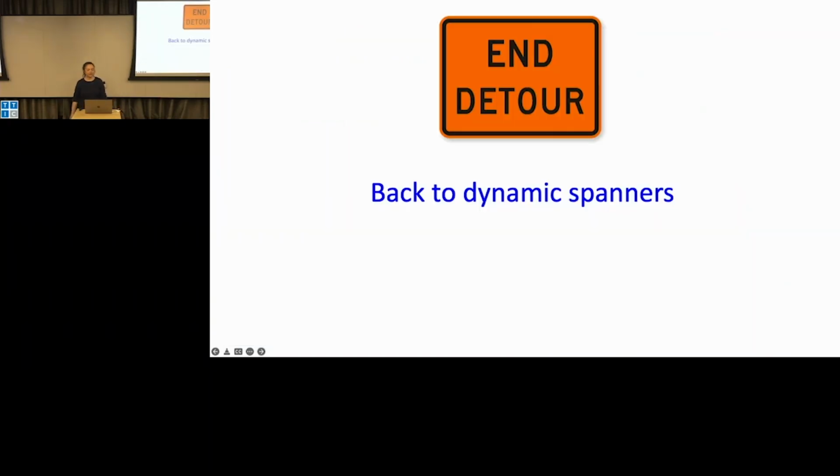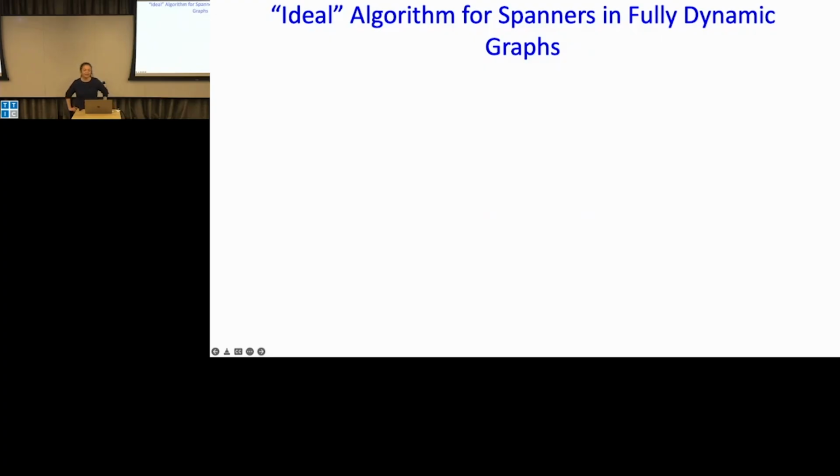So this finishes the general detour about dynamic algorithms. Now we're going back to dynamic spanners. And given all that we said, I asked the question, what are ideal algorithms for fully dynamic graphs? And here I don't really mean the best possible parameters, but really good parameters close to the best possible, something that doesn't look completely out of reach.